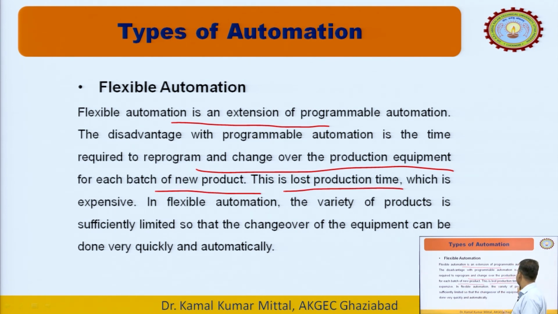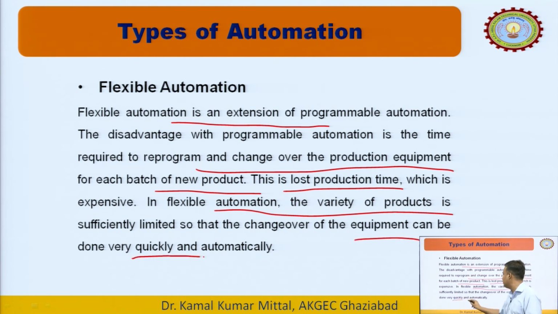This is the lost production. There was production loss in programmable automation, but in this case there is no loss of production. The variety of products is sufficiently limited so that the changeover of the equipment can be done very quickly and automatically. So these are the different types of automation: hard automation, programmable, and flexible automation.